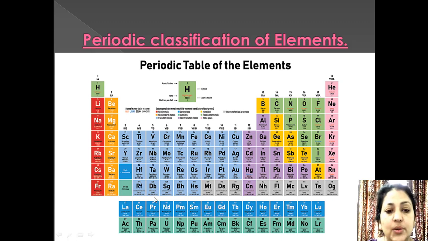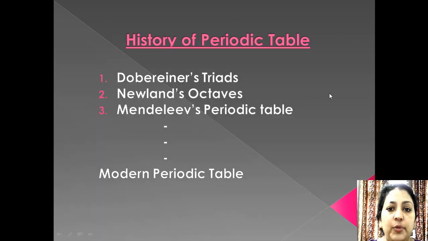Okay. So before getting the modern periodic table, a lot of scientists had made remarkable attempts to classify or to group the elements known at that time. So today we are going to learn the history of the periodic table. The remarkable attempts made by different scientists are listed here.